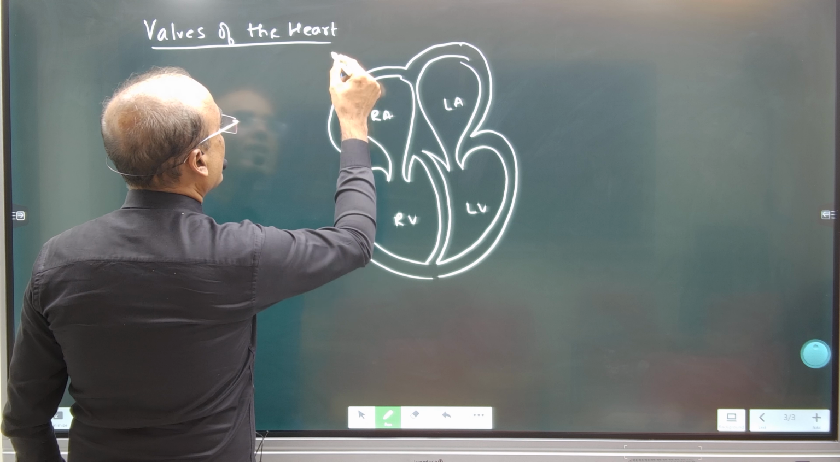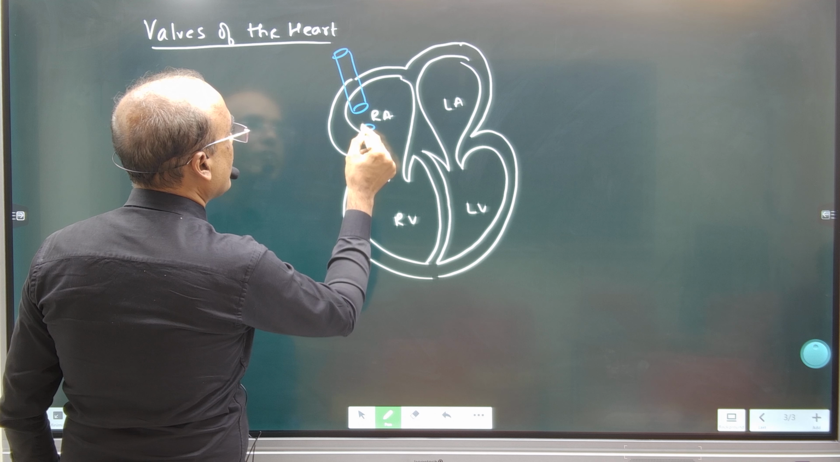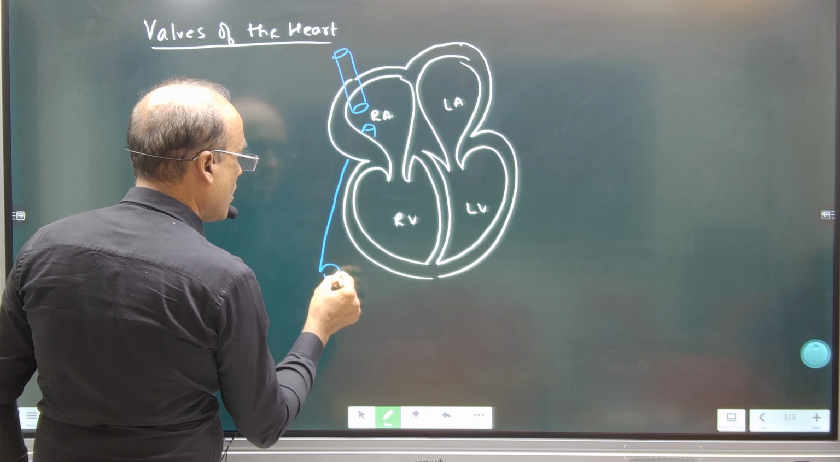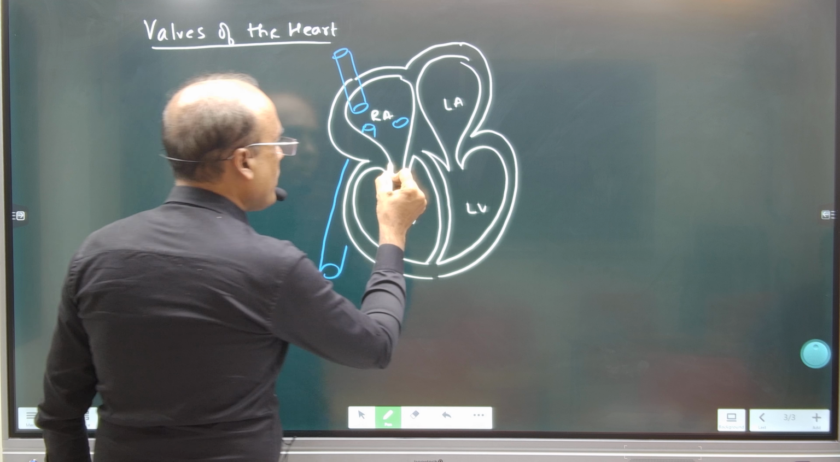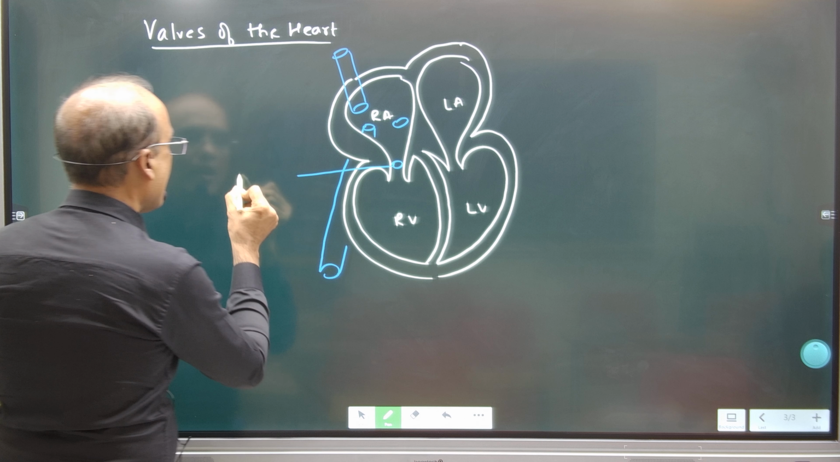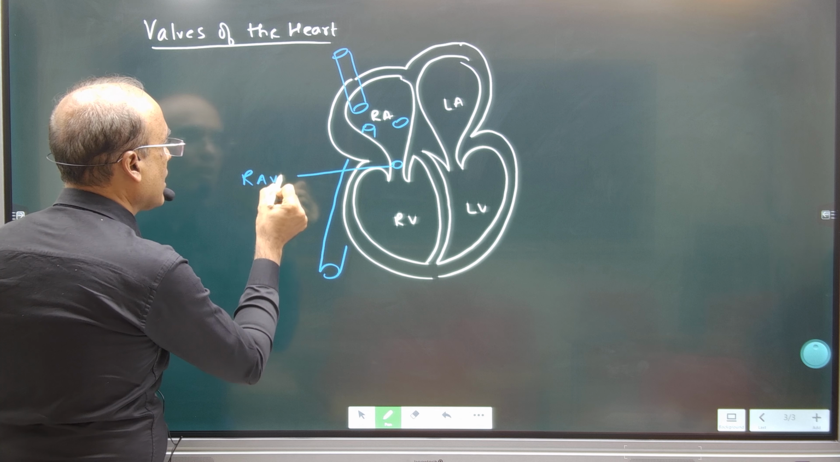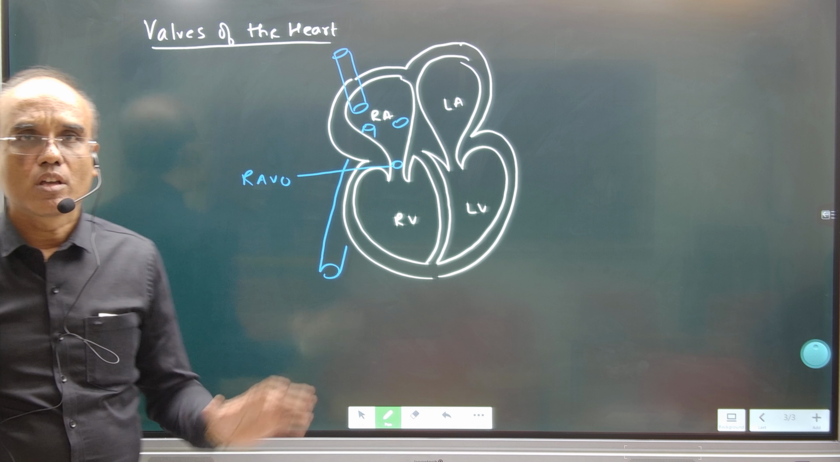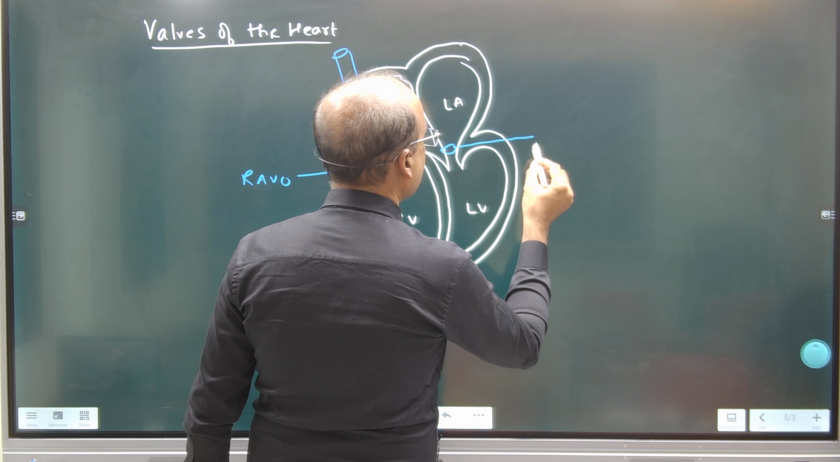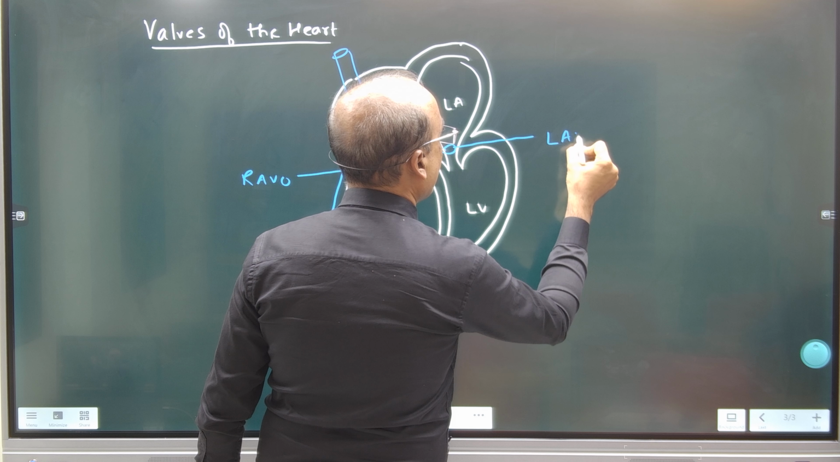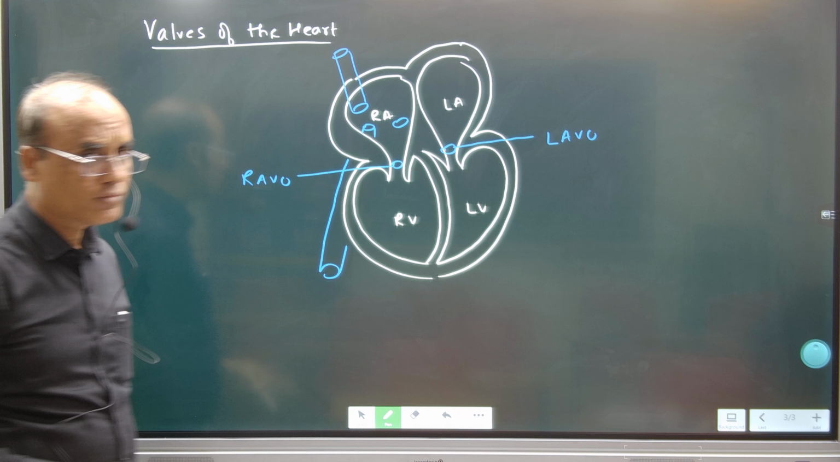Now you know the openings in the right atrium. This is the superior vena cava, this is the inferior vena cava, this is the coronary sinus opening. This opening is called the right atrioventricular opening. You can simply call it RAVO. And this opening is called LAVO, that is, the left atrioventricular opening.